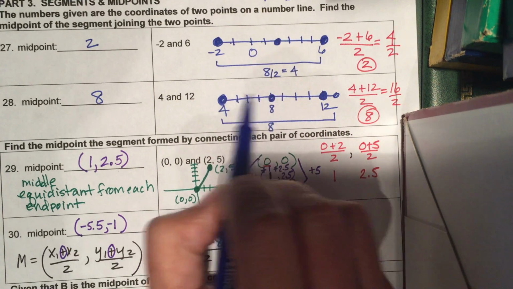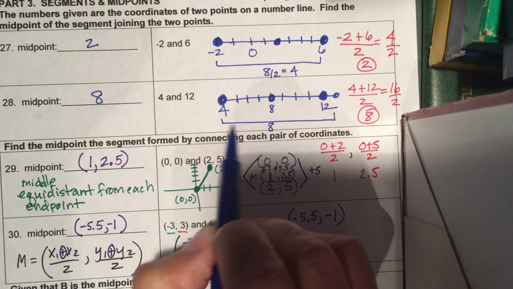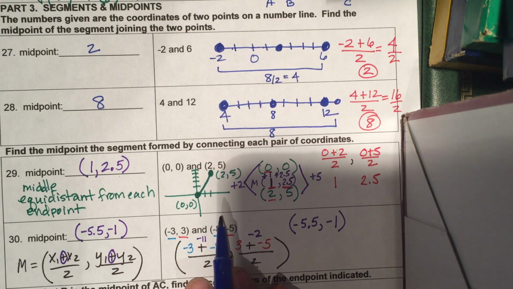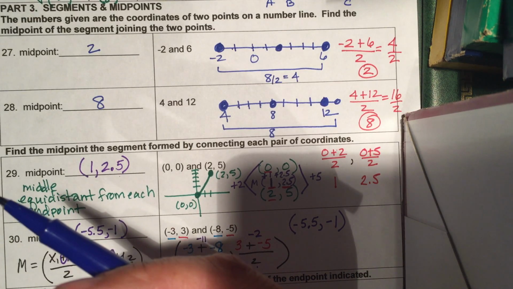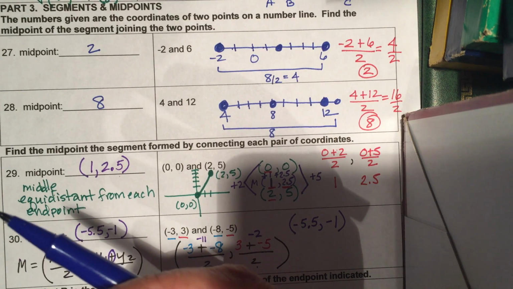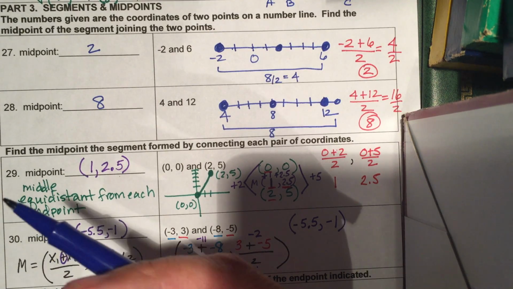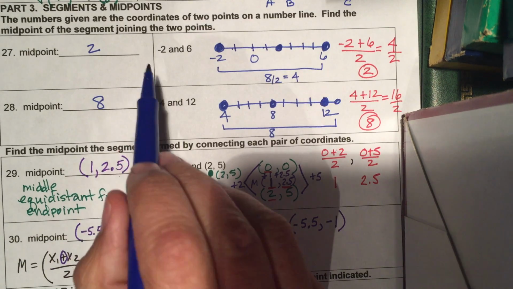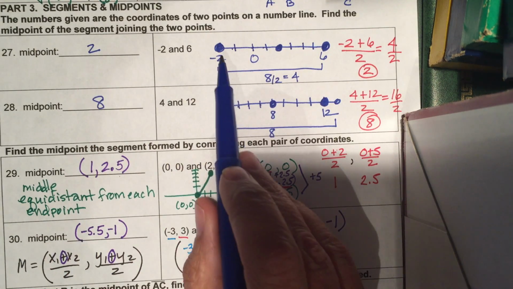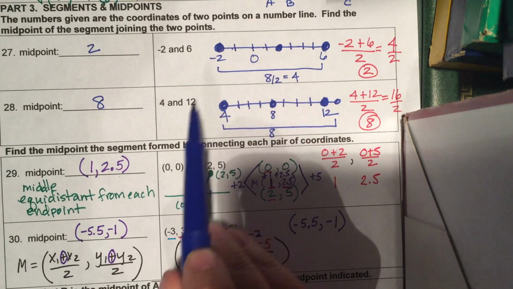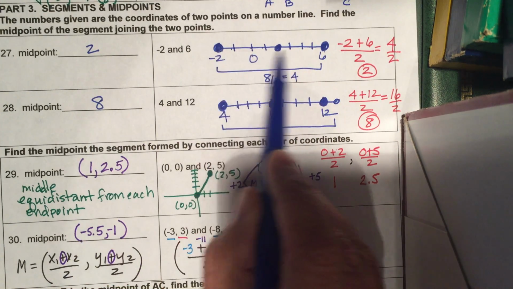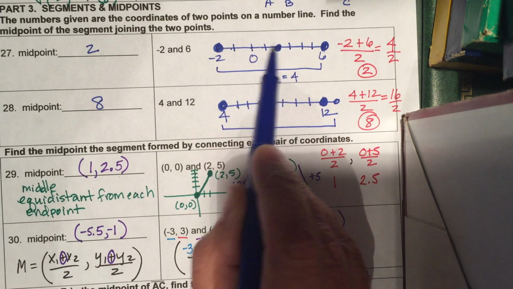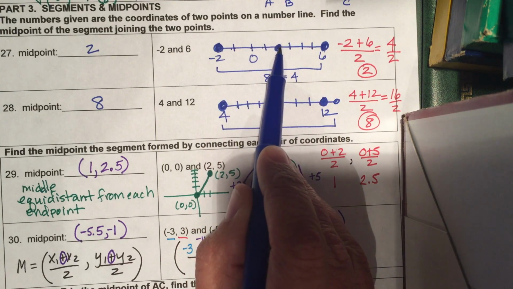And again, these are segments. You cannot find the midpoint of a line. A line is infinite. You can't measure a line. You can't find the midpoint of a ray either. A ray is infinite. You can't measure a ray. But we can find the midpoint of a segment because it has 2 distinct endpoints. So the midpoint would be 2, because 4 from 6 is 2 and 4 from -2 is 2.